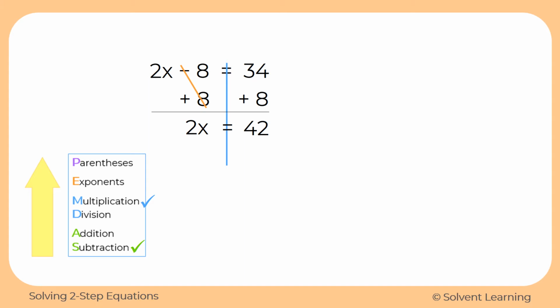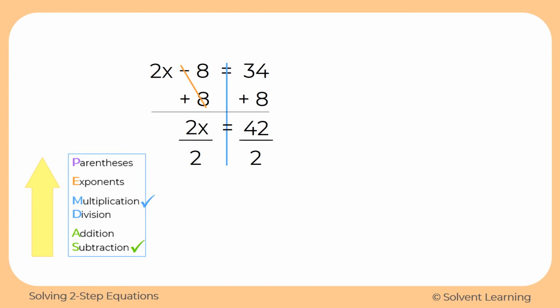The 2 is being multiplied by x, and the opposite of multiplication is division. So I'll divide by 2 to get x by itself. And remember, we can use a fraction line to represent division so that we can keep our work nice and neat. Since I divide by 2 on the left, I'll divide by 2 on the right. And now I simplify both sides of the equation.